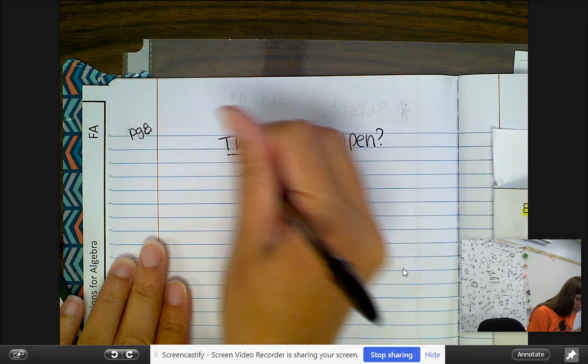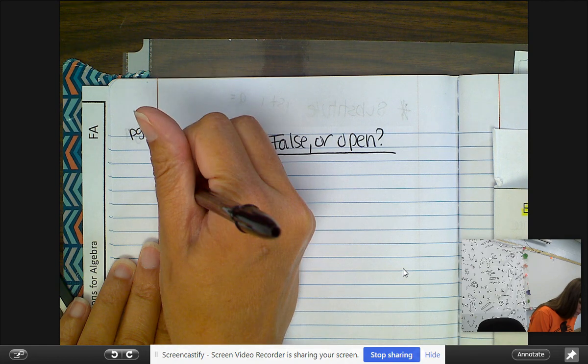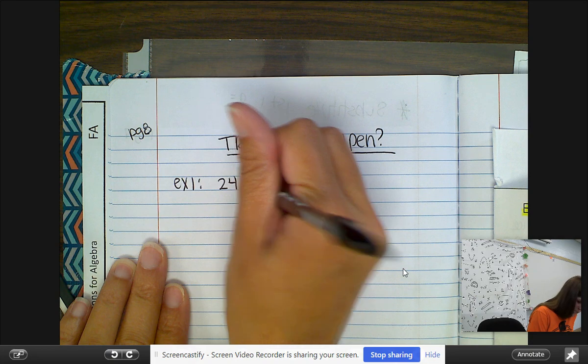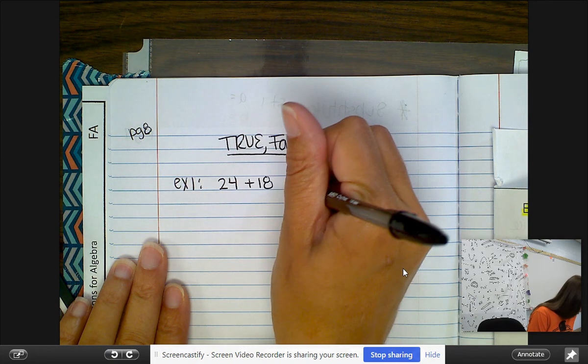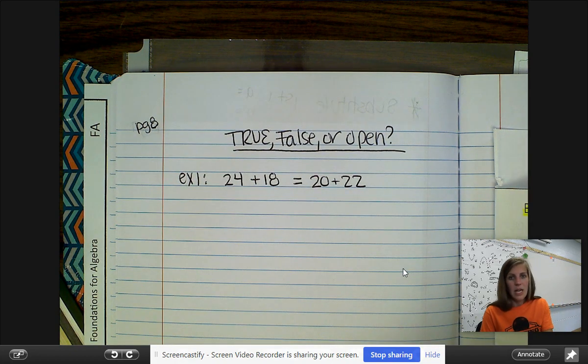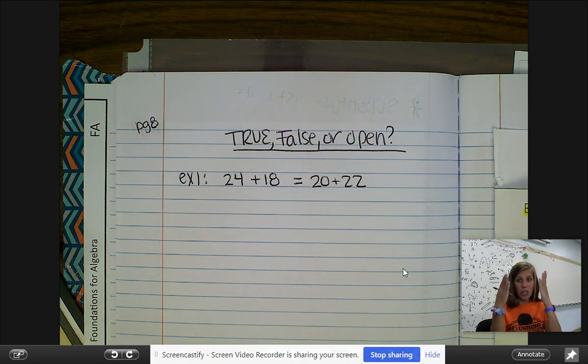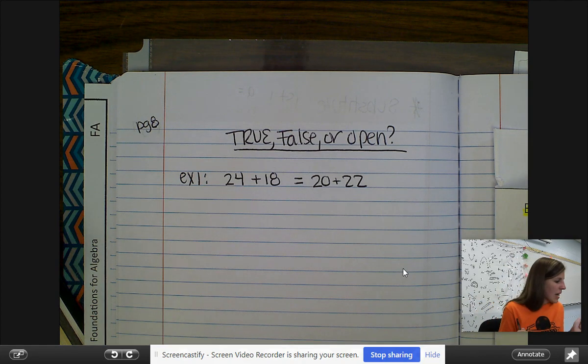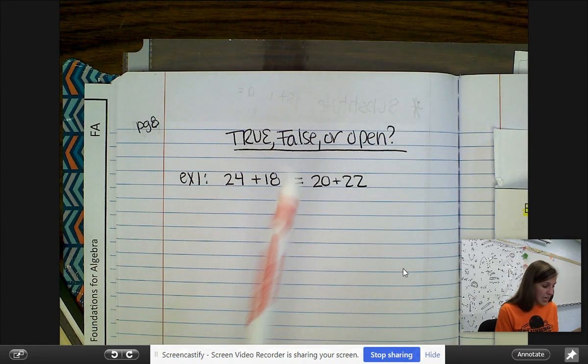And we'll try 3 examples like that. So if I have the equation 24 plus 18 equals 20 plus 22, I'm not trying to move things around. We are going to look at one side of the equation. We're then going to look at the other side of the equation and decide, is this equation true, so same on both sides, false, different on both sides, or open. Well, I know here because I can do this.